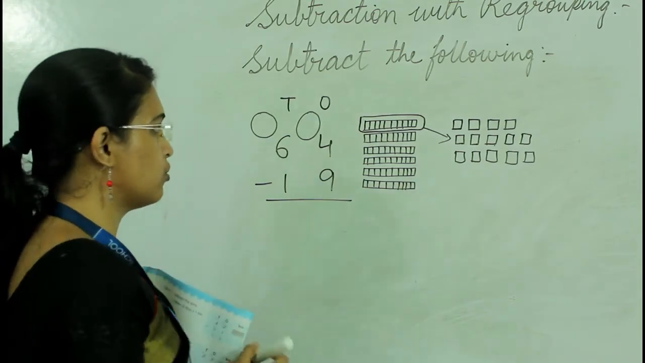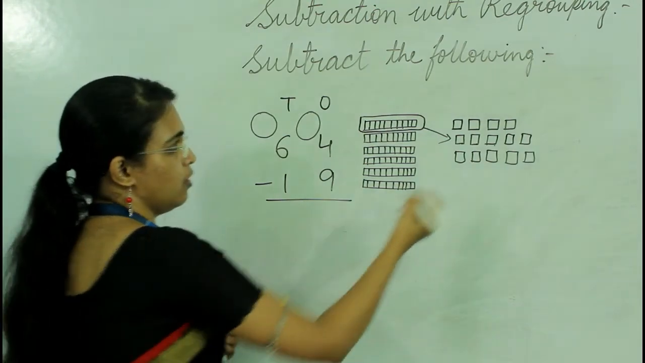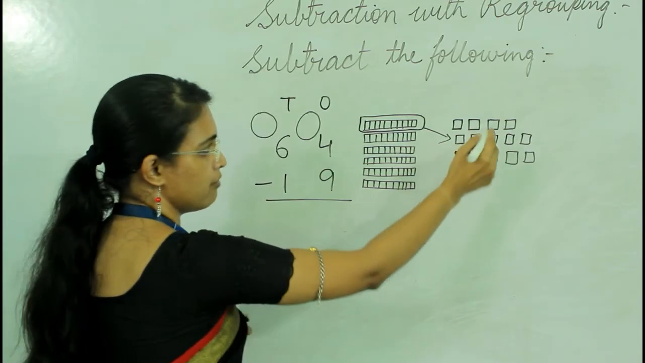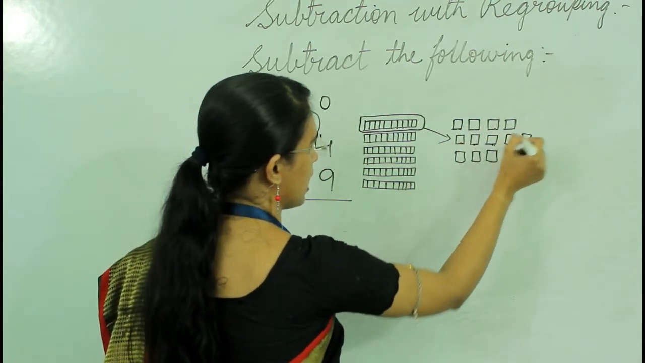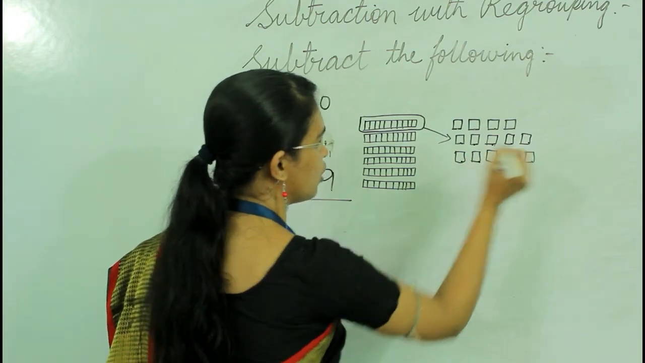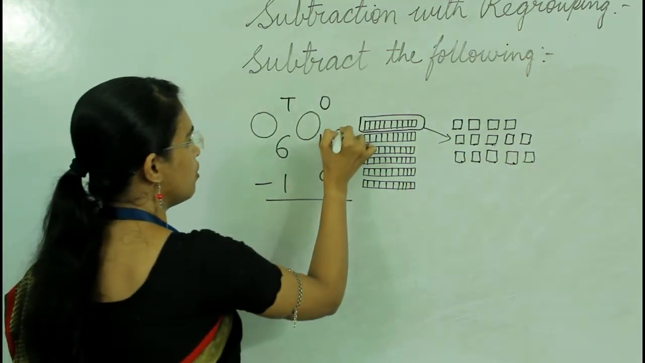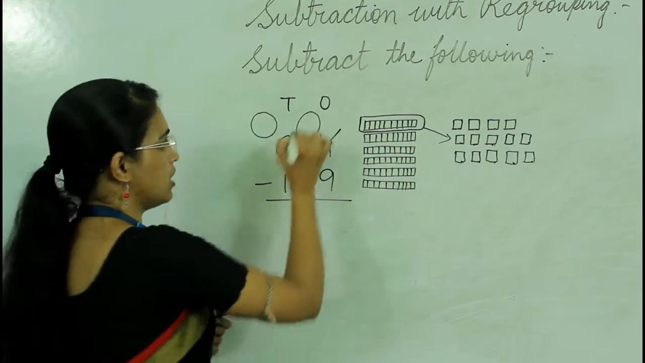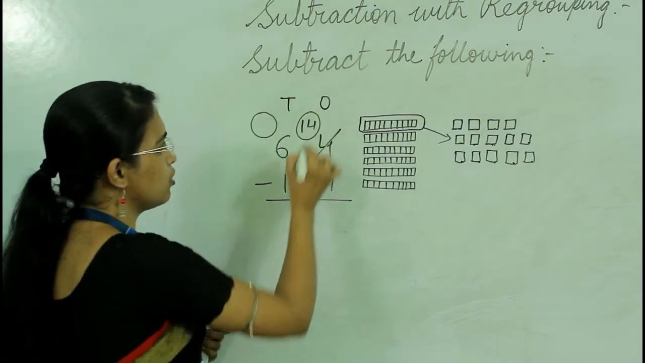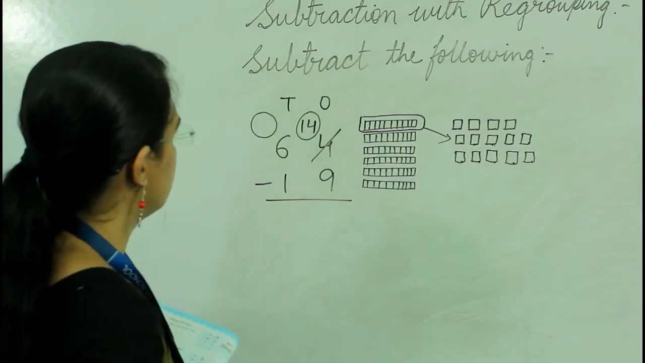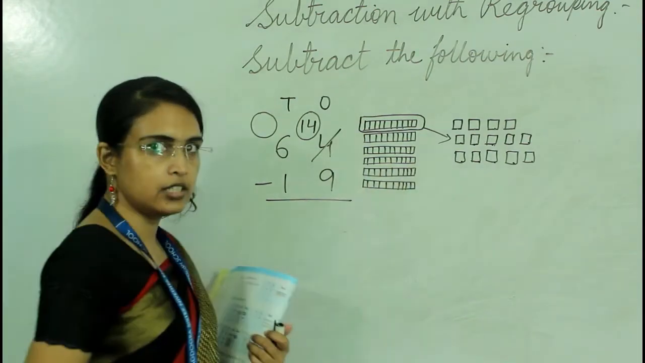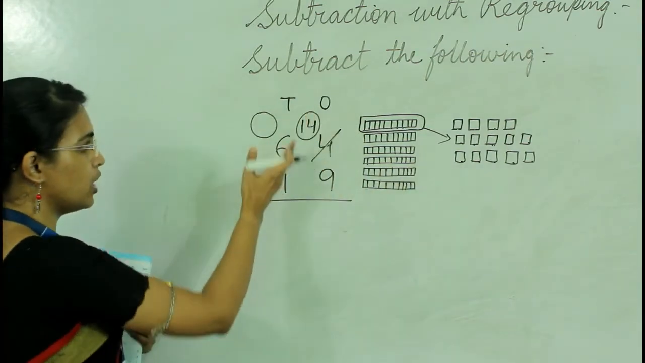Now after doing this, how many blocks do we have? Let's count. 1, 2, 3, 4, 5, 6, 7, 8, 9, 10, 11, 12, 13, 14. 14 blocks. So cut the 4 and make it 14, because in the ones place we have 14 blocks, right?